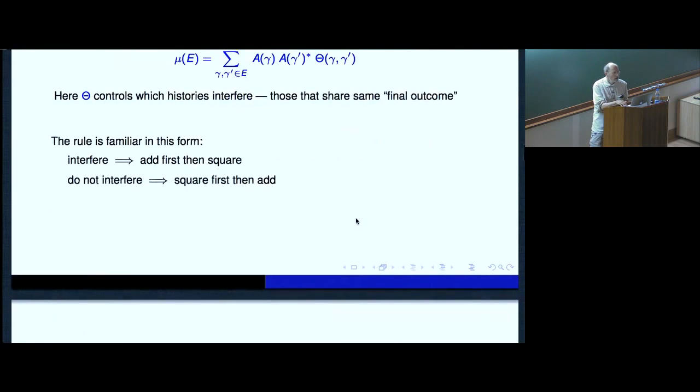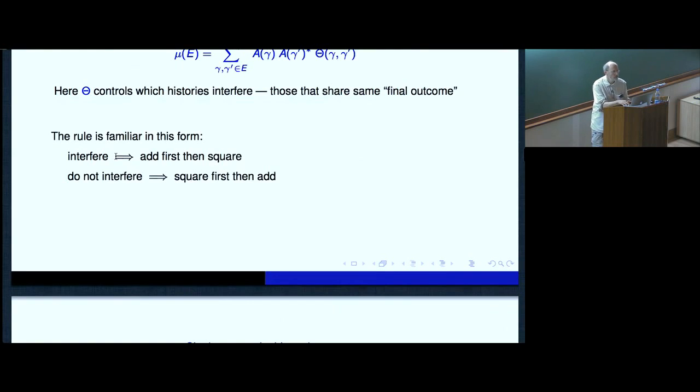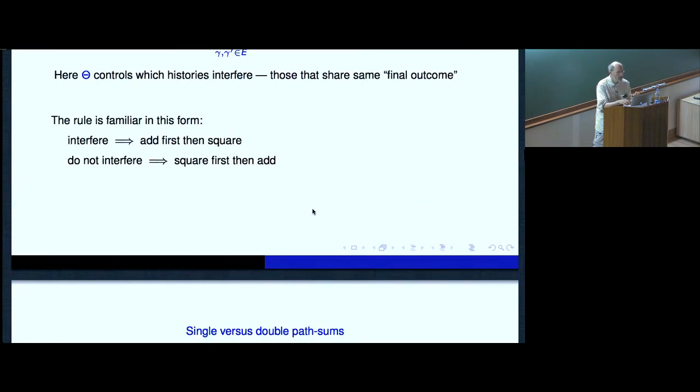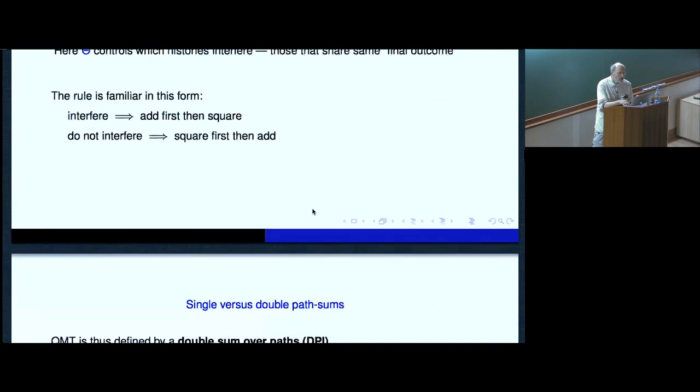I'll remind you that this is familiar to many of you in the form that I referred to just before. When histories interfere, when different ways that an event can happen interfere with each other, the rule is to add the amplitudes first and then square. When they do not interfere, the rule is to square them first and then add. Think, for example, of computing scattering cross-sections. When particles emerge in different momenta, you don't add the amplitudes for the different momenta, you first square. That's a different final outcome for the process. Okay?